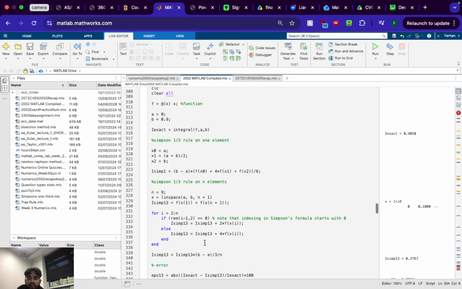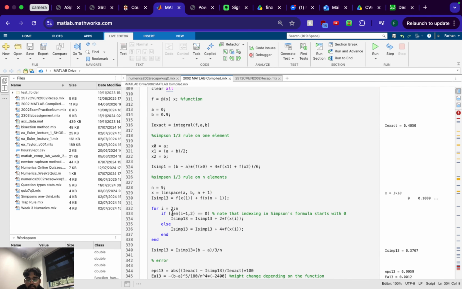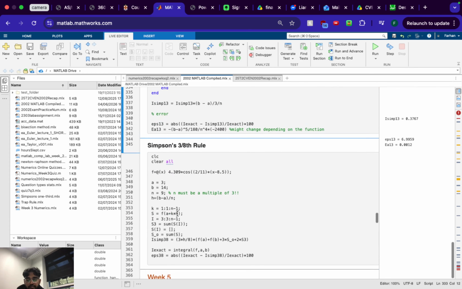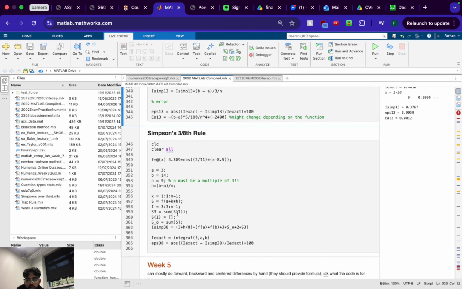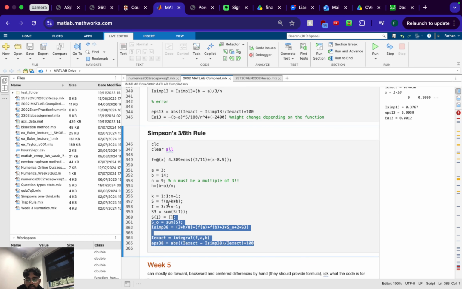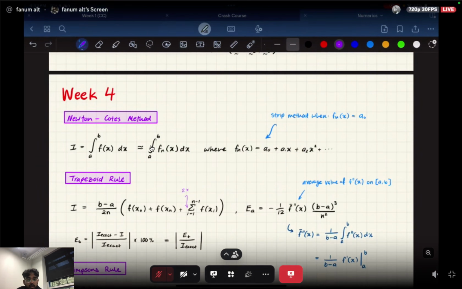Simpson's 1/3 rule is very, very similar. There's a remainder there you can calculate. Simpson's 3/8 rule. I remember doing this like 10,000 times. It was so fun, I think. I don't know. Anyways, week 5.